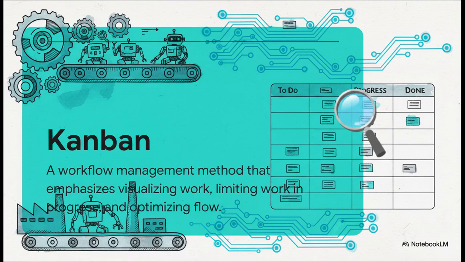It got its start in Toyota's manufacturing process, and really, its genius is just how simple it is. It's all built on three core ideas. First, make all the work visible so everyone can see it. Second, and this is key, stop starting new things and start finishing things by limiting how much work is in progress. And third, just get obsessed with optimizing the flow of that work.